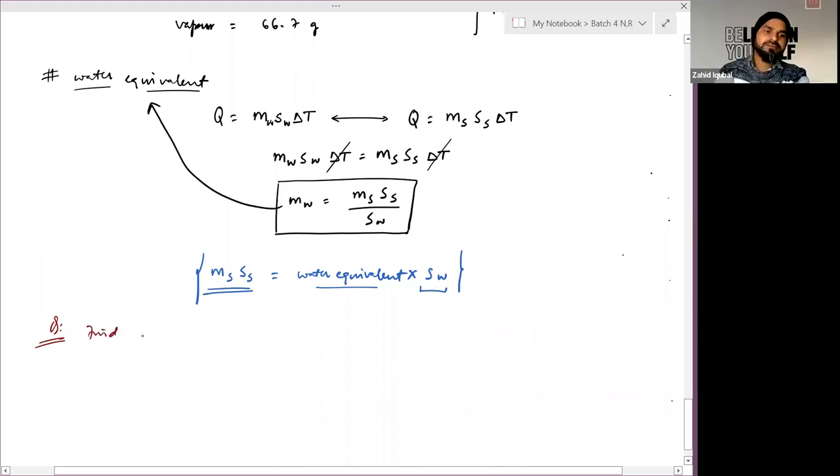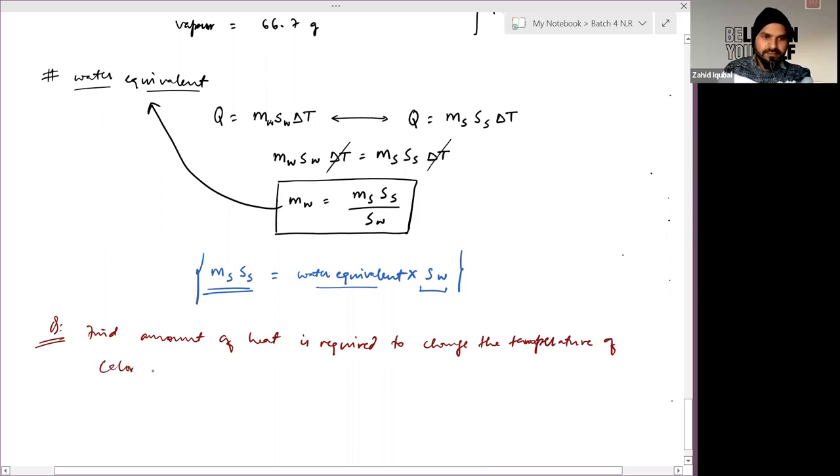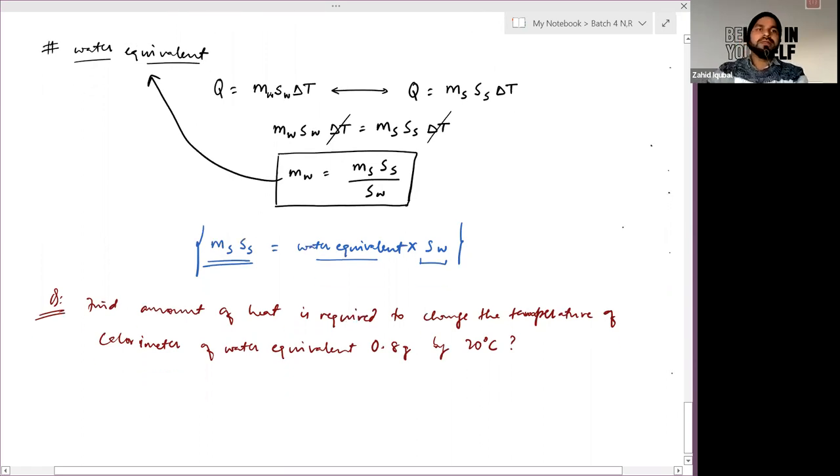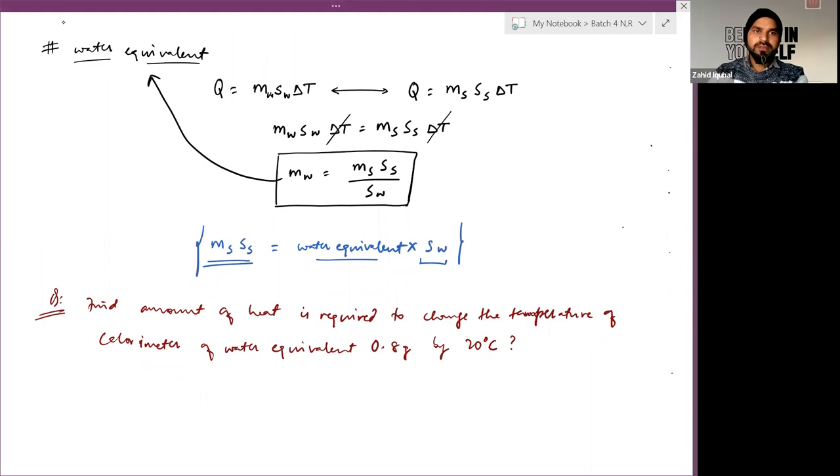Fine. Amount of heat required to change the temperature of a calorimeter of water equivalent 0.8 gram by 20 degrees Celsius. Try to solve using the above concept.